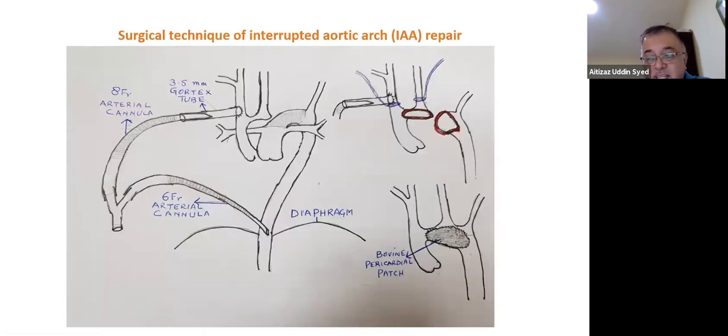What has worked in my hands, or what I would prefer to do in an interruption, I try to draw this cartoon for you. Let's say it's a type B interruption, this is the PDA supply. For the aortic cannulation, I have used two cannulas: an anastomosed 3.5 millimeter Gore-Tex tube, and an 8 French cannula here, on a Y. I have done this in almost half a dozen children, and I was surprised how I could do it, and it's not that difficult as you might think.